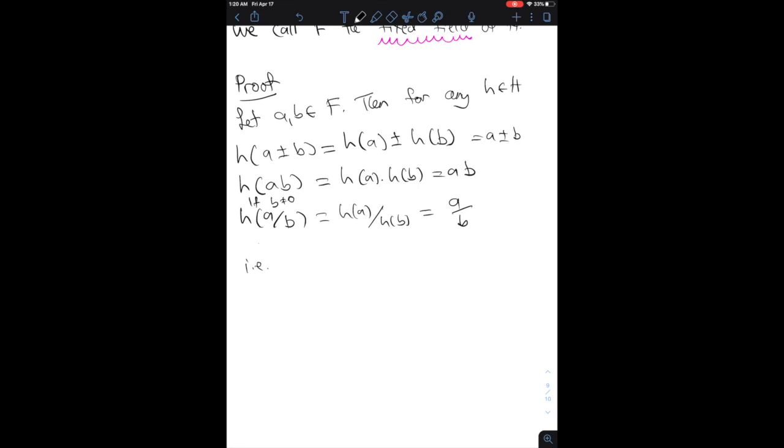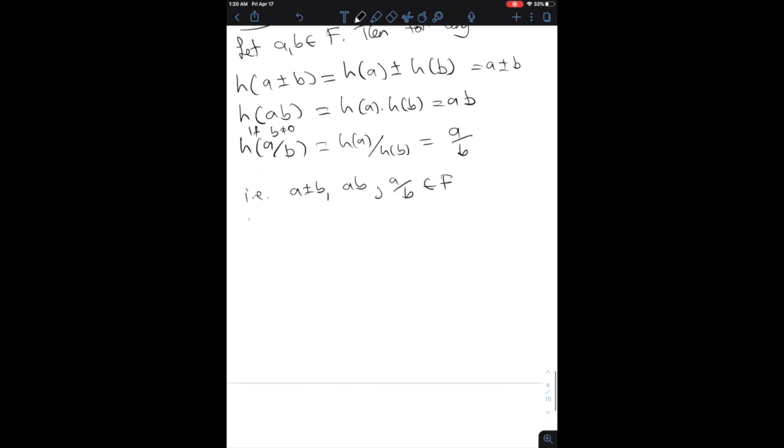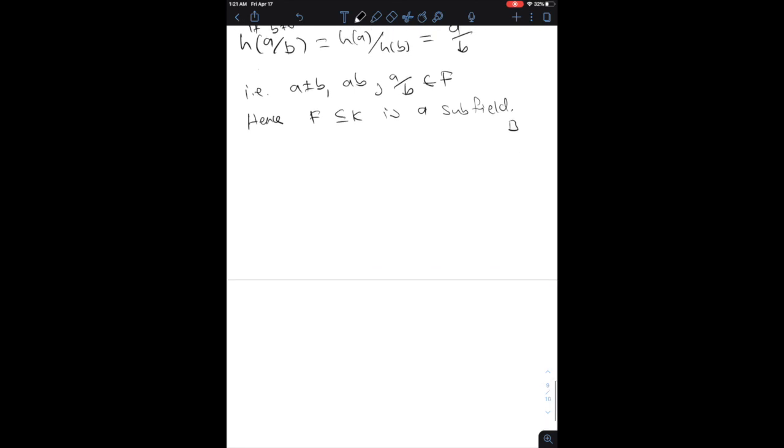B should be non-zero for this last equation, and that's A over B. Okay, so this tells you that A plus or minus B, A times B, or A divided by B all lie in F, and hence F gives a subfield of K because it's closed under the field operations. Okay, and that completes the proof.